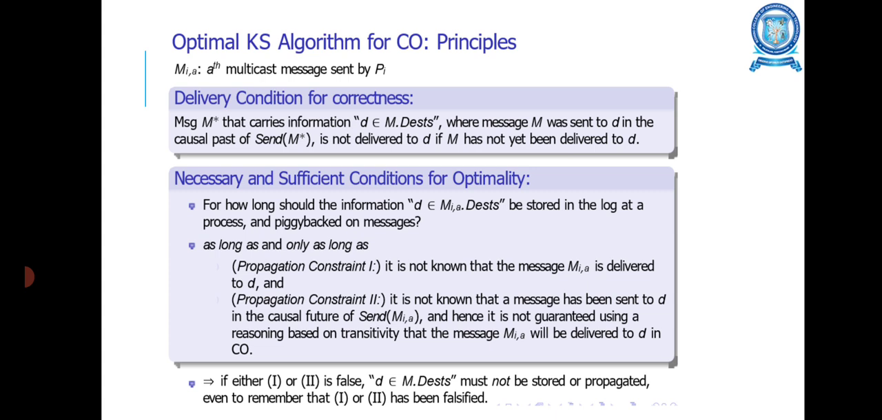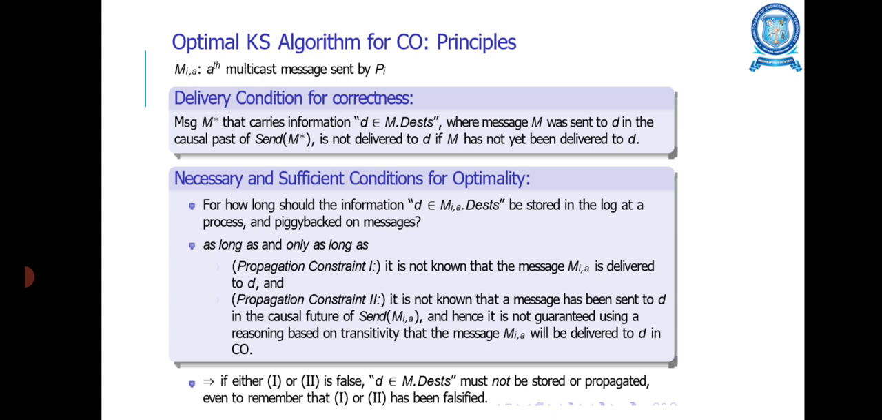Optimal KS algorithm for causal order. It contains the following principles. The optimal KS algorithm contains, first one, the delivery condition, that means the delivery condition for correctness. The message M that carries information D belongs to M, where the message M was sent to D in the causal past of send of M star and it is not delivered to D. Necessary and sufficient condition for optimality.